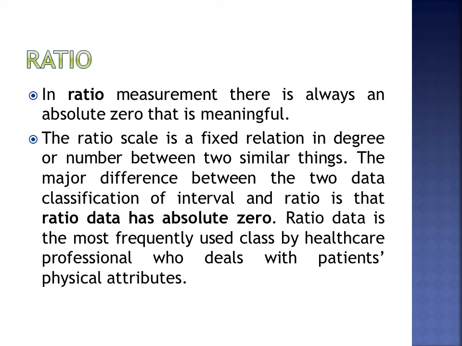The ratio scale is a fixed relation in degree or numbers between two similar things. The major difference between the two data classifications of interval and ratio is that ratio data has absolute 0. Ratio data is the most frequently used class by healthcare professionals who deal with the patient's physical attributes. So how would we know if a measure has an absolute 0? We can say a measure has an absolute 0, and it is a measure of a ratio, if it is really gone, it is really absent, it is not there.